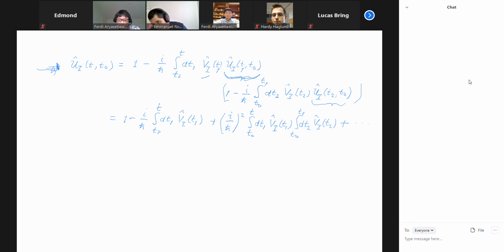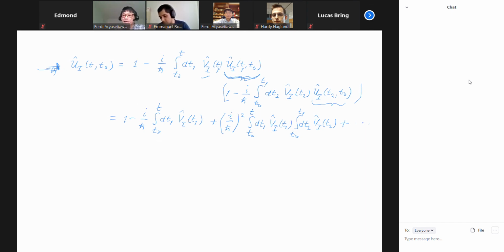So I hope you can see the structure of this equation. You generate the powers of the potentials when you iterate. This has been written down up to second order, and of course, if you continue, you get third order, fourth order, and so on.